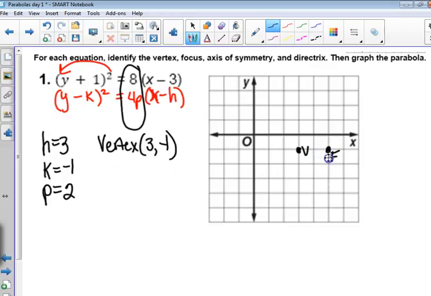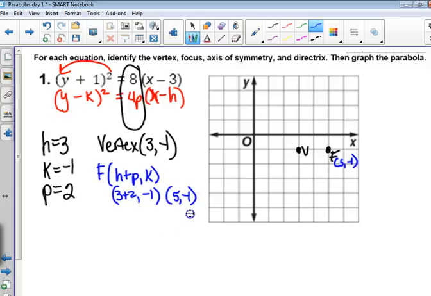Now, I think I can get it just off the graph paper, but just to tie it together again, can someone tell me what it says on your sheet for a focus? So that would be (3 + 2, -1). Does that look like we wound up at (5, -1)? Okay, right there is (5, -1).